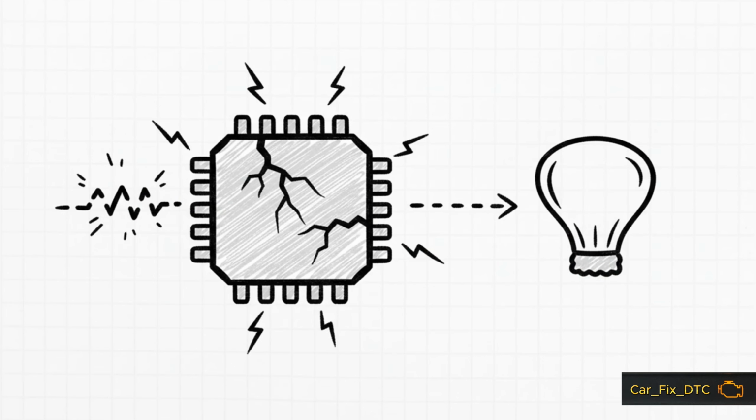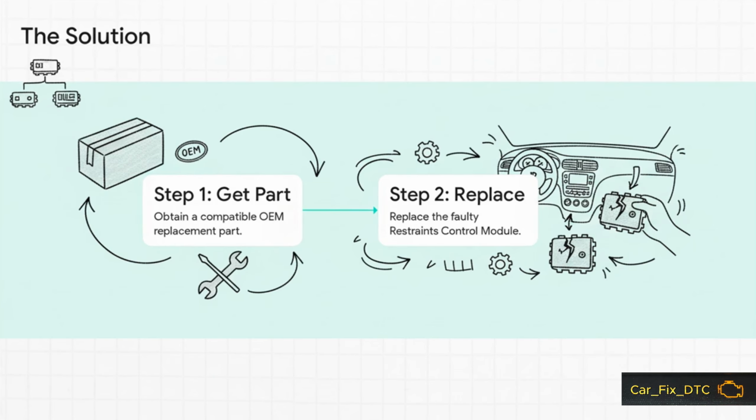All right, first thing to check, the module itself might just be on the fritz. The Restraints Control Module, or RCM, is basically the dedicated computer for your car's safety gear. If this little computer fails, it can't send out its I'm OK signal, and bam, that's what triggers the U015100 code. And of course, that could mean your airbag system is compromised. So if the RCM is bad, the only real fix is to replace it.